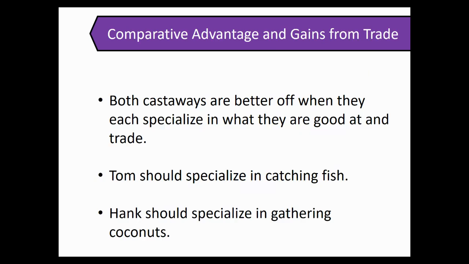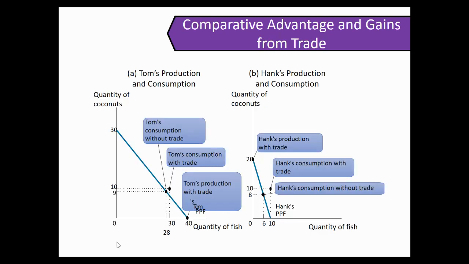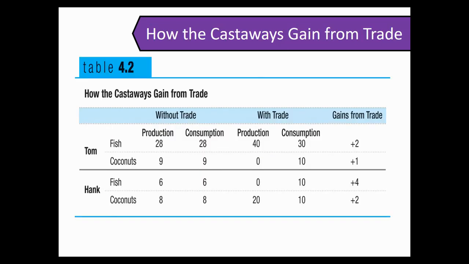So if Tom focuses on fishing and Hank focuses on coconuts, then realistically they can... Ooh, why is this all jacked up? They can trade and be outside of the production possibility curve. Okay. Whoa. They can be outside the production possibility curve. And this just goes through the examples of if they were to trade, right?